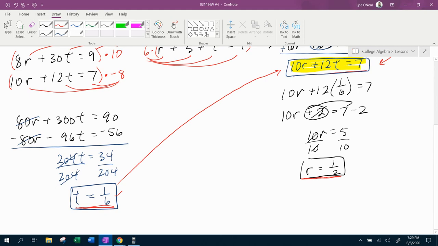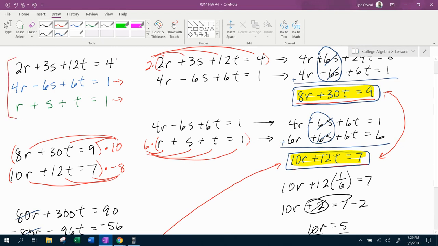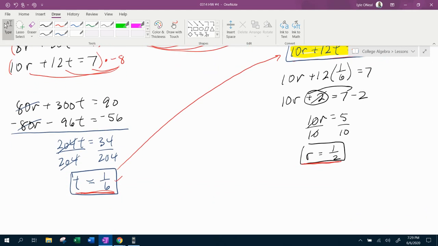And now that I know R and T, we can go back to one of the original three to get S. And I choose you, Pikachu, right here. We're going to choose R plus S plus T equals 1. That looks like the easiest equation to plug into. So let's recopy that here. R plus S plus T equals 1, where R is a half, S we don't know, T is a sixth, and now we can solve for S.